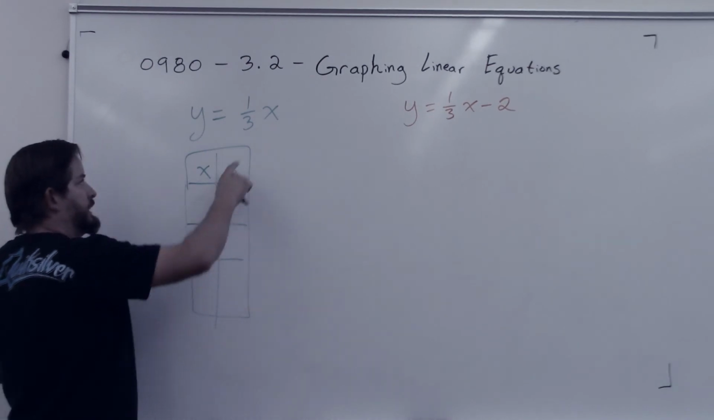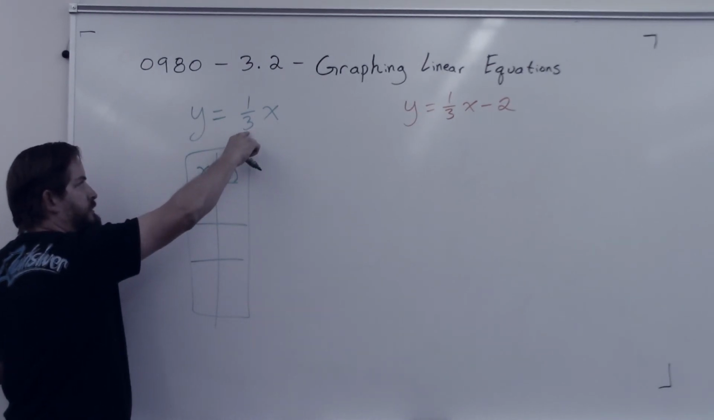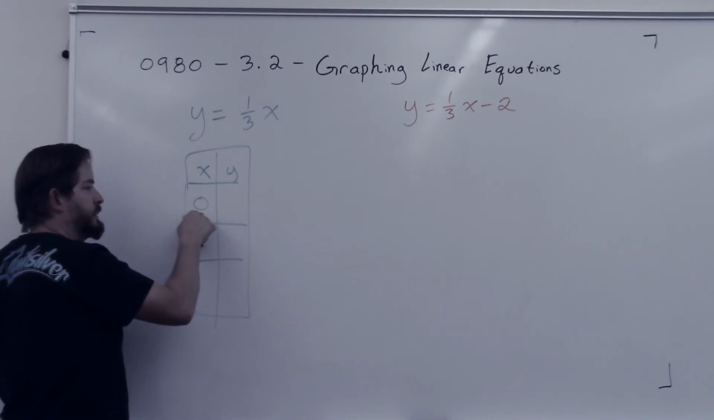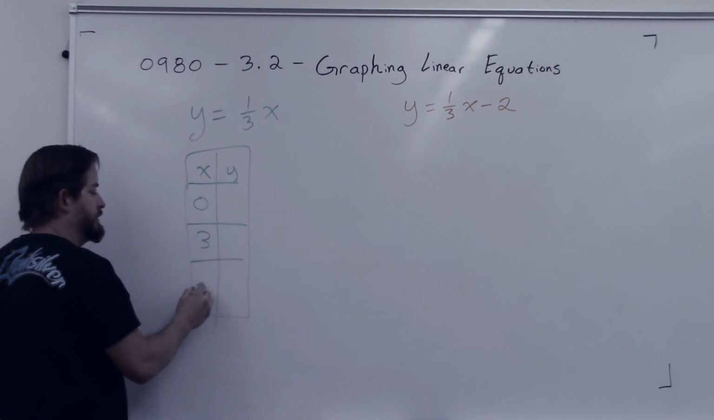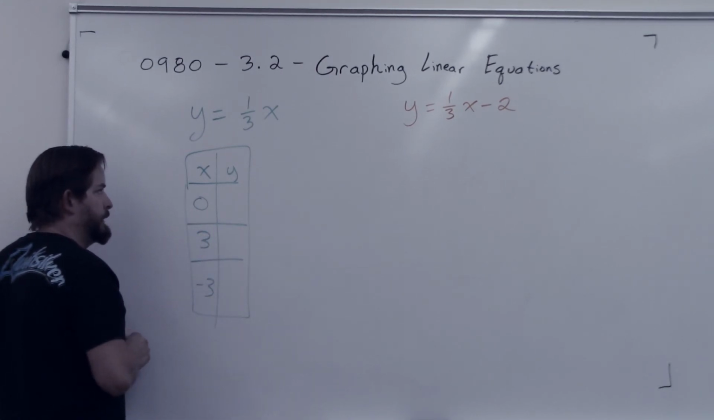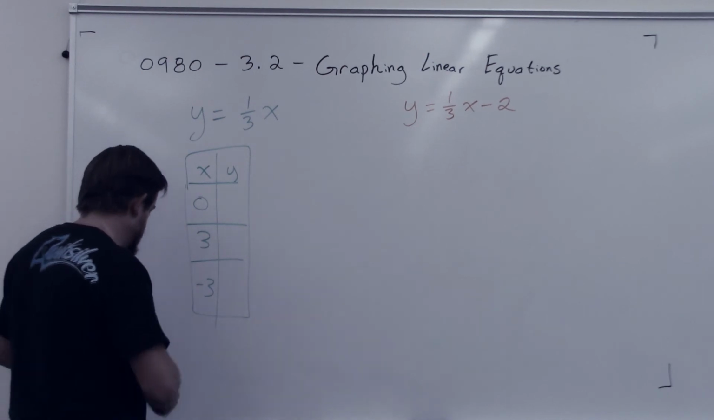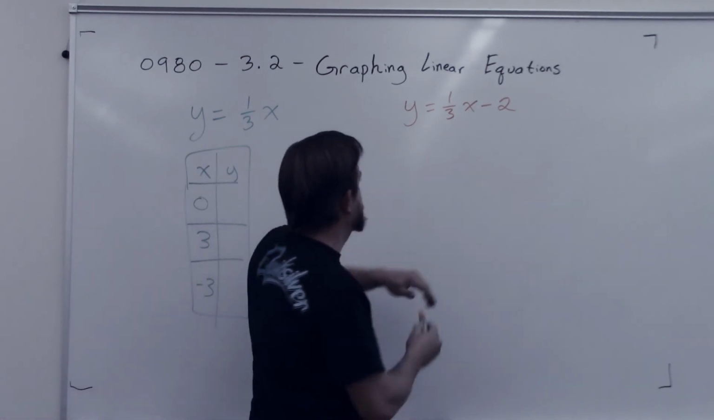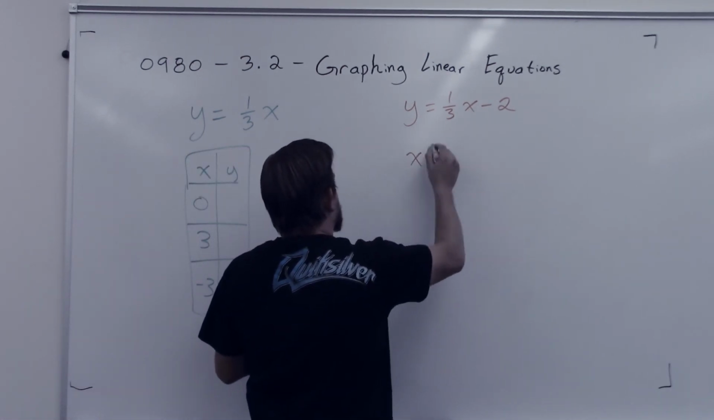Because I'm looking for the values of x that will eliminate this 3, 0 is a good one. 3 is a good one, and I'll go with negative 3. And in fact, it's the same over here. Those 3 will eliminate this fraction, so I'm going to use the same ones.